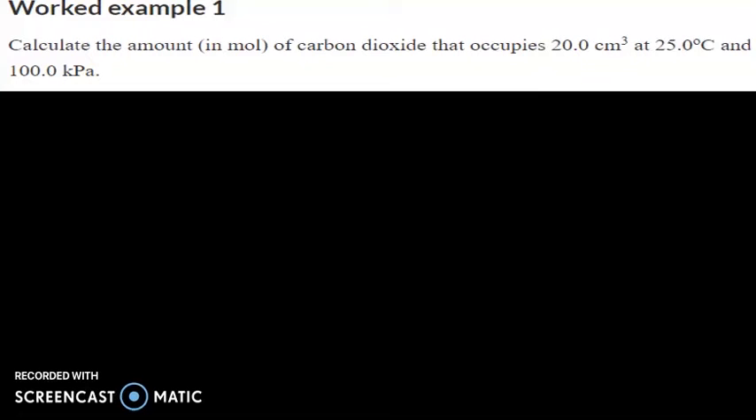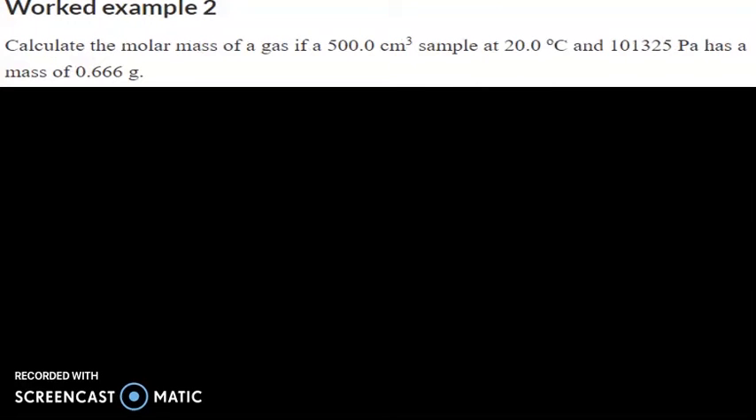By the end of this video, you'll be able to solve this question, which is given to us as: calculate the amount in mole of carbon dioxide that occupies 20.0 cm³ at 25.0 degrees Celsius and 100.0 kilopascal. And also this question: calculate the molar mass of a gas if a 500.0 cm³ sample at 20.0 degrees Celsius and 101325 Pascal has a mass of 0.666 gram.